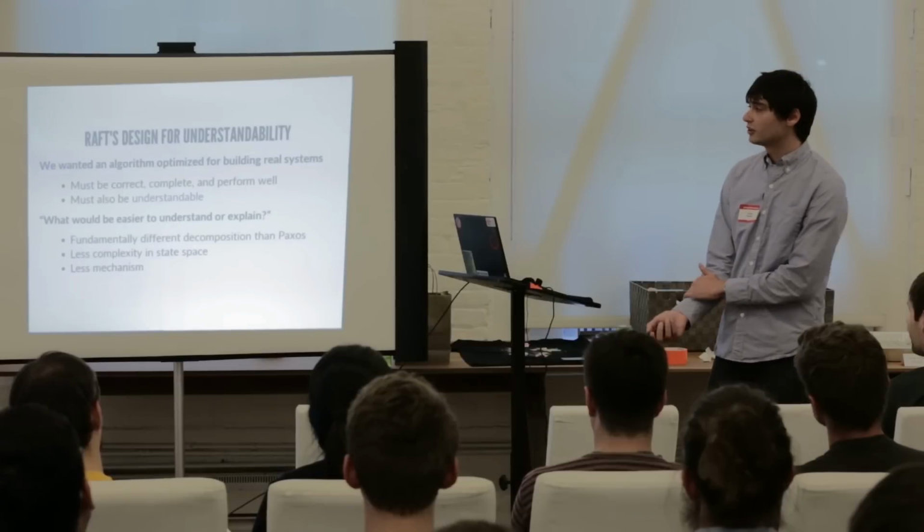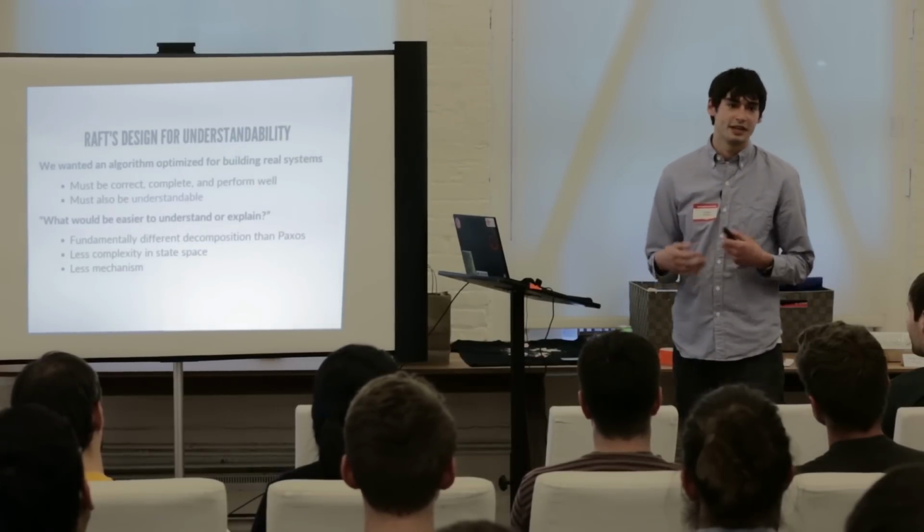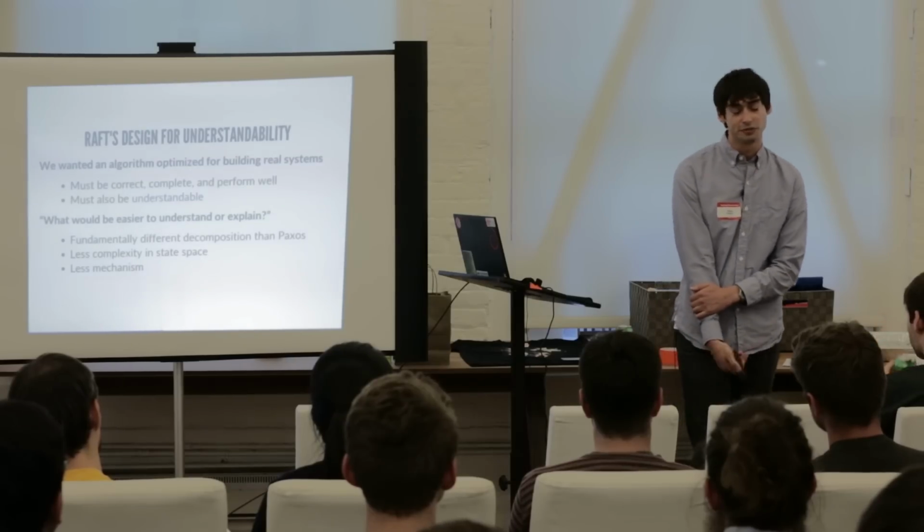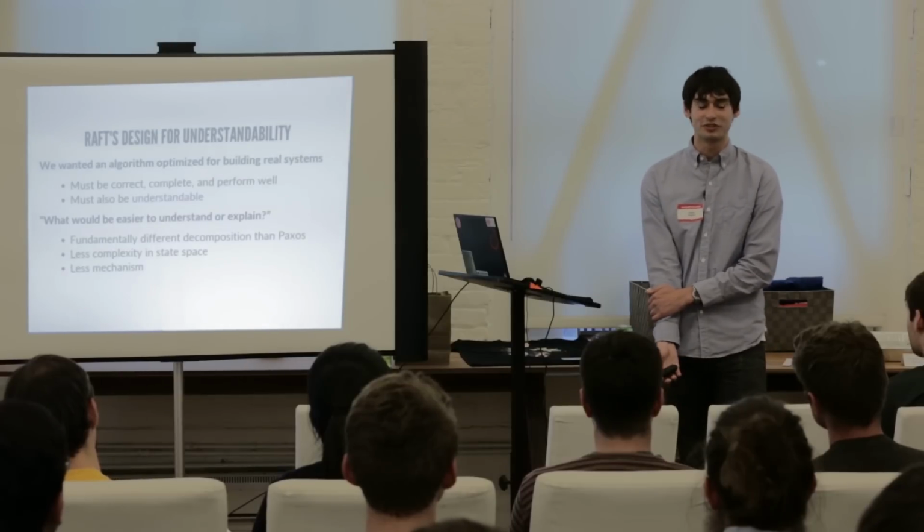So our goals: yes, it had to be correct, complete, and perform well. These are things that Paxos already has, so if you want to displace it, you need all these things. But really, we were pushing on understandability. And so at every step of the way, we asked what would be easier to understand or to explain. If we had a design choice between two alternatives, we would ask this question. And I think that's a really important thing to keep in mind if you're attacking any complex problem. It's not always what's the most performant algorithm or what's the fewest lines of code. Someone's going to have to maintain it, or some new person's going to have to learn it.